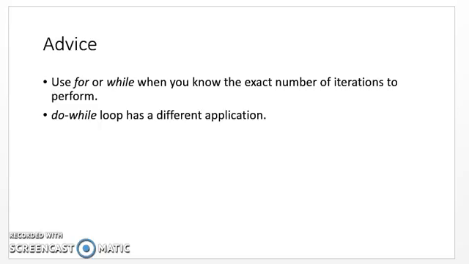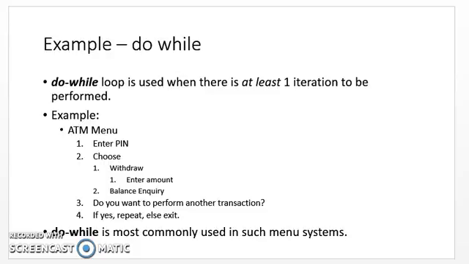So my advice for all of you is that you should use a for loop or while loop when you know the exact number of iterations you want to perform in a program. The do while loop has a completely different purpose. It has a completely different application. Let us have a look at one situation.